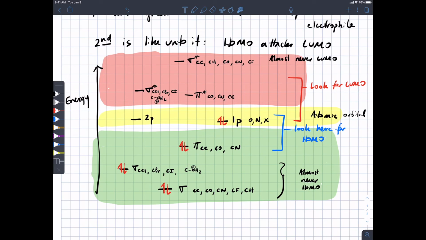Right now, it's not clear to you why these sigma bonds are especially weak. Don't worry about that for now. For now, you can memorize it. We'll make that clear in Chapter 2.